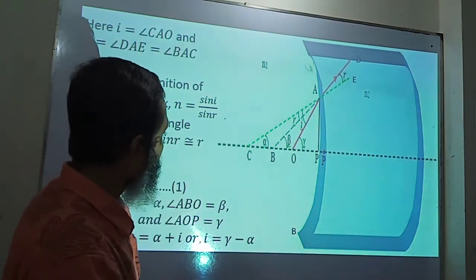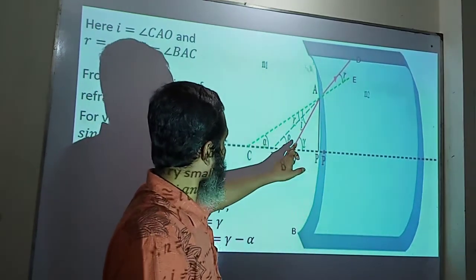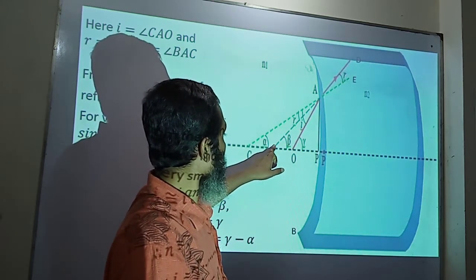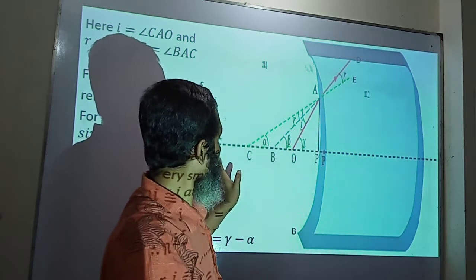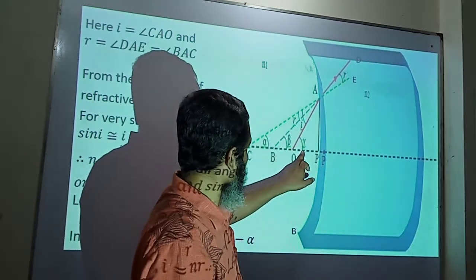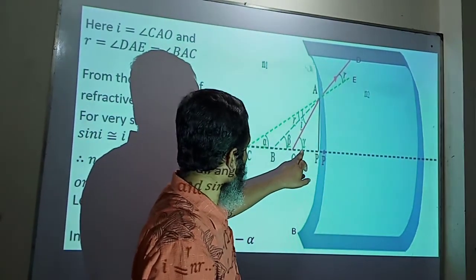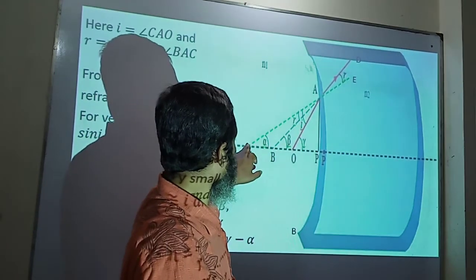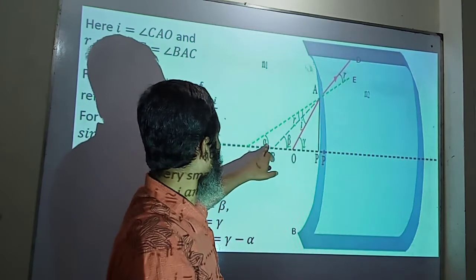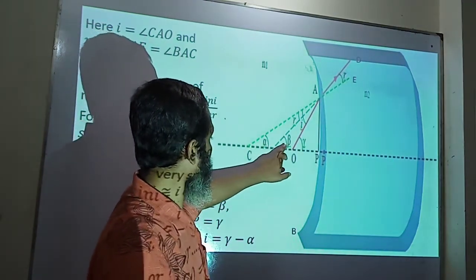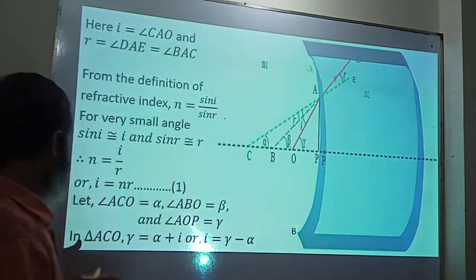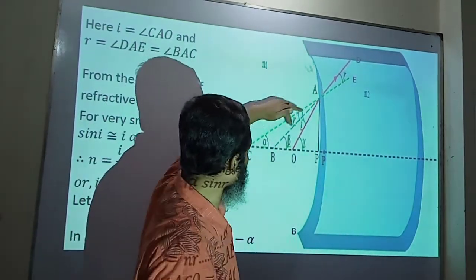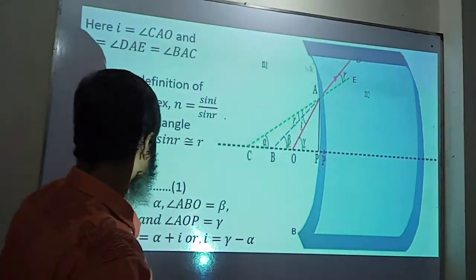Now let us consider the incident ray, the normal to the point of incidence, and the extended refracted ray. The incident ray makes an angle gamma with the principal axis, the refracted ray makes an angle beta with the principal axis, and the normal to the point of incidence makes an angle alpha with the principal axis. That means this angle is alpha, this angle is beta, and this angle is gamma. So ACO is equal to alpha, ABO is equal to beta, and AOB is equal to gamma.